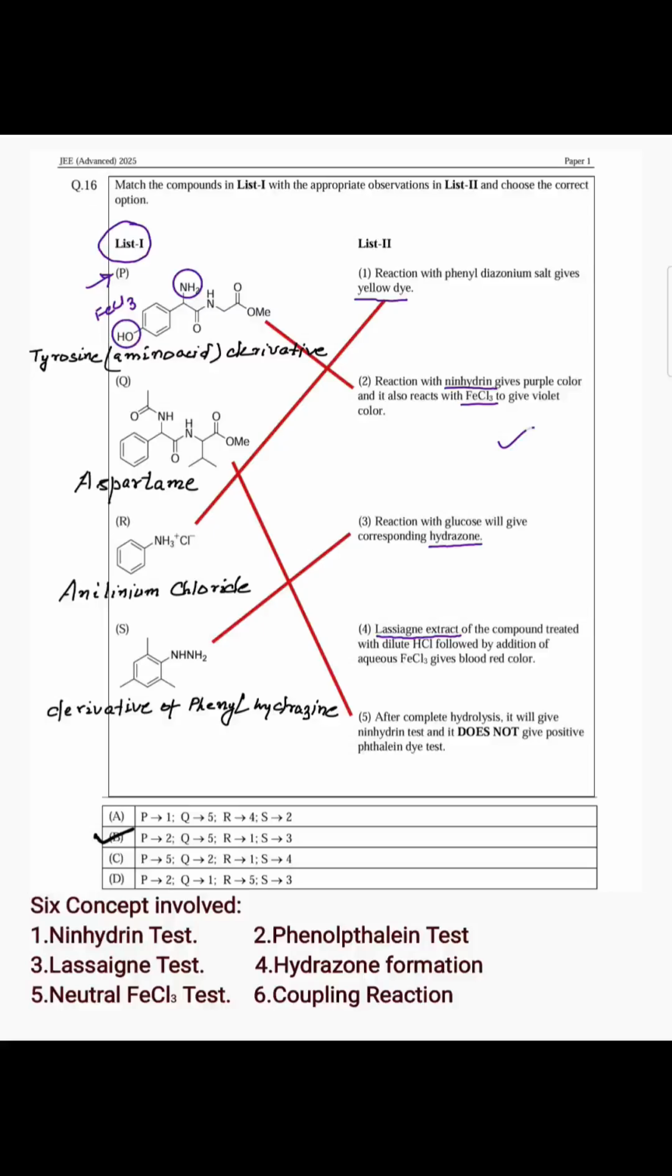Because this is aniline chloride, or normally we do a reaction of aniline and benzene diazonium to give a yellow dye. And the last option, that is S of list 1, matches with the third option of list 2, in which we can form a hydrazone, because glucose has a CHO group, a carbonyl group. So exactly this can give a hydrazone. So thank you guys. I hope you understood the concept behind this question. It's a very good question. Thank you.